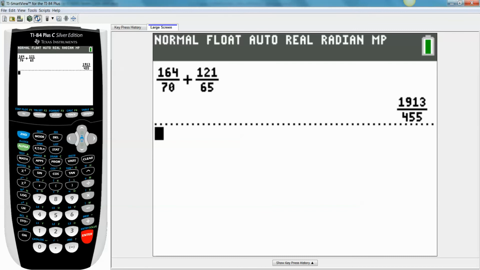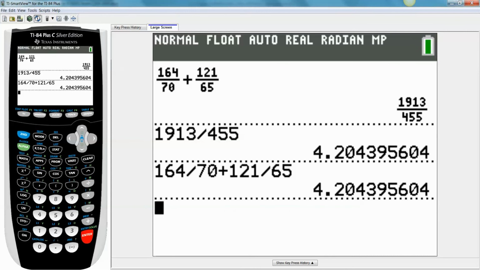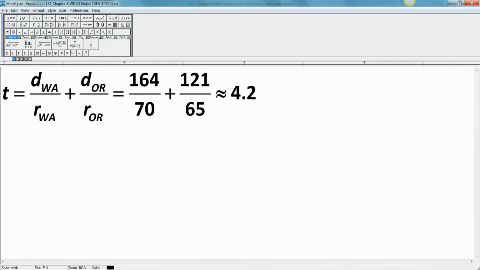So you get 1913 over 455, which isn't that helpful to us because it's a fractional answer, so I don't really want that, but it gave me what I can type in and get the decimal approximation. Of course, if you have an old calculator, you have to type 164 over 70 plus 121 over 65. That'll work as well. As a matter of fact, in this case, that one's faster. It just doesn't look quite as pretty. All right, so 4.2. And then since this is miles per hour for her rate, then it's got to be hours, right? You can't make this trip in minutes. It's a long trip. It's a very pretty trip, but long.